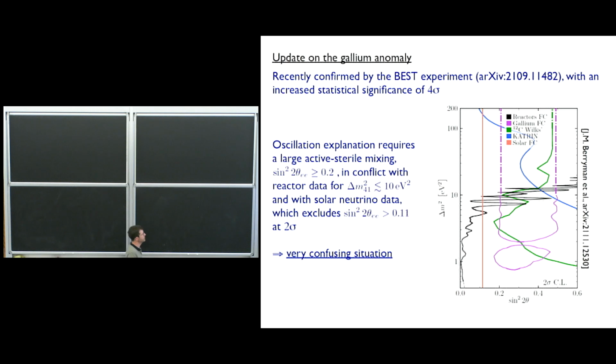And this is the update on the gallium anomaly from the BEST experiment, which has confirmed the deficit with an increased statistical significance. So Gabriela gave an updated significance of 5 sigma yesterday. However, this one requires an even larger mixing angle. Again, you can explain it in terms of light sterile neutrinos, but you need an even larger mixing angle that is in conflict, basically, with solar neutrino data and also other experiments. So the situation is very confusing, to say the least.